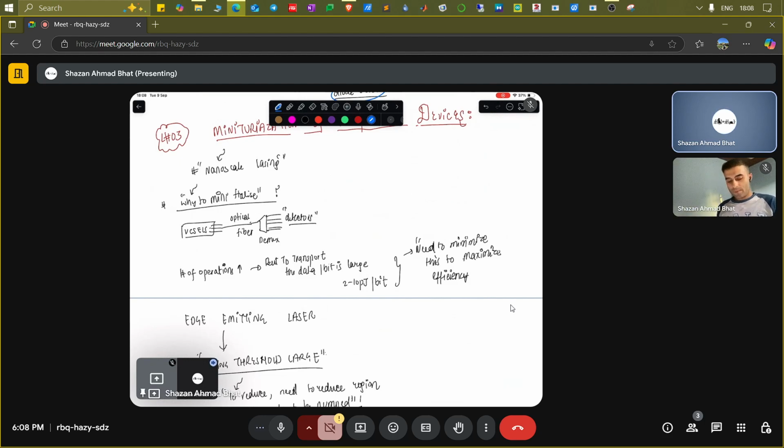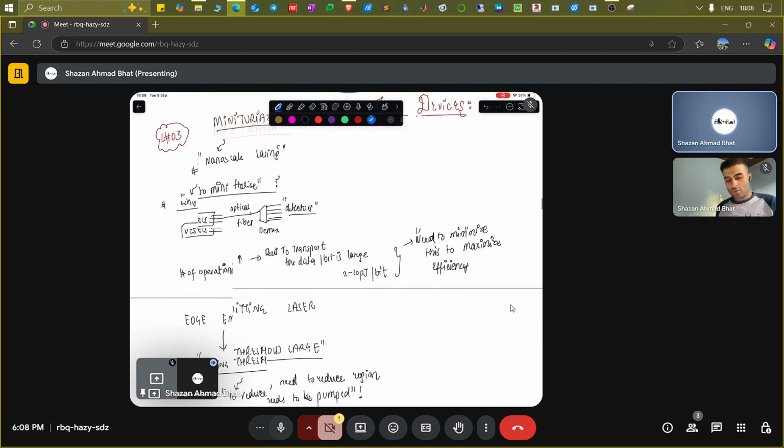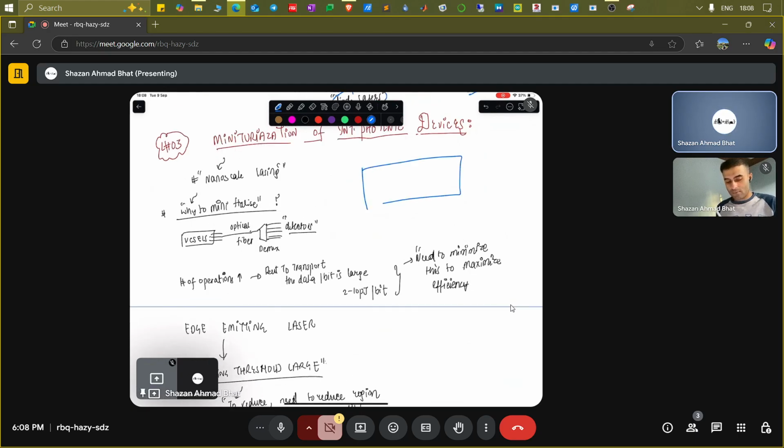So why do you want to miniaturize? Because you want to make them on chip. Why? Because you want to process the data on chip, just like you have a silicon chip, an electronic chip, that is very small now.